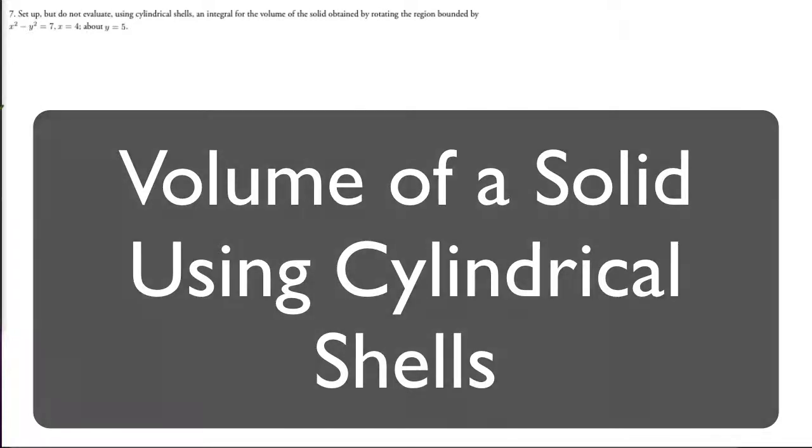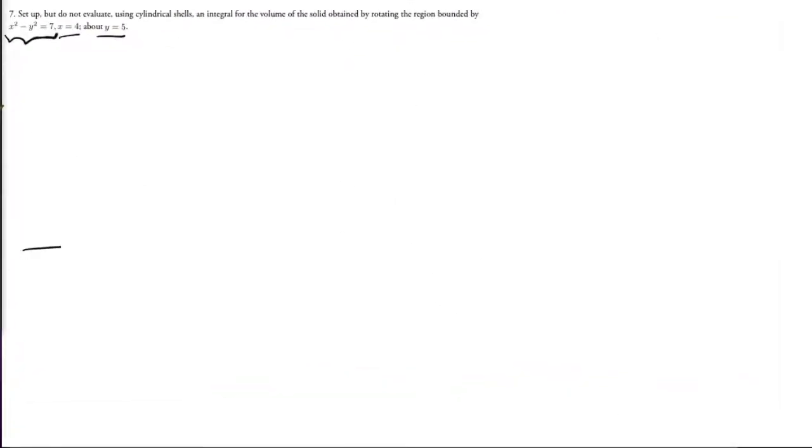Okay, so we're going to set up but not evaluate, using cylindrical shells, an integral for the volume of the solid obtained by rotating the region bounded by x squared minus y squared equals 7, x equals 4, about y equals 5. Okay, so let me draw my axis here.